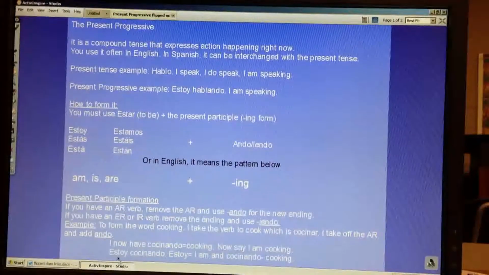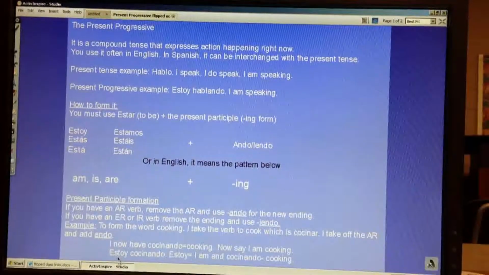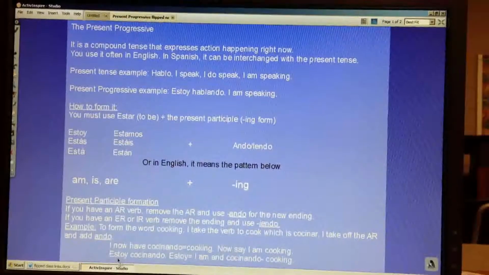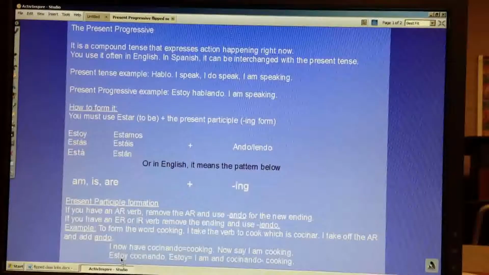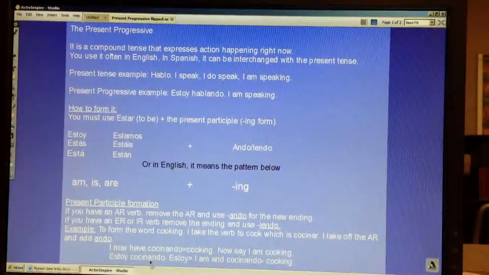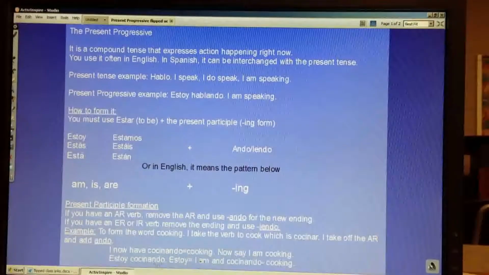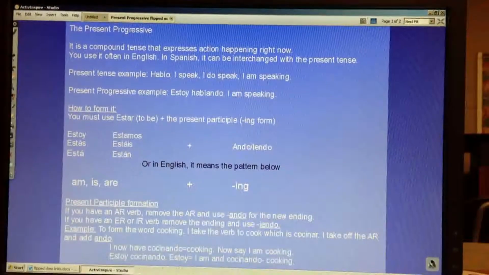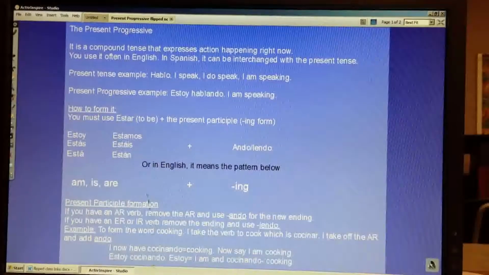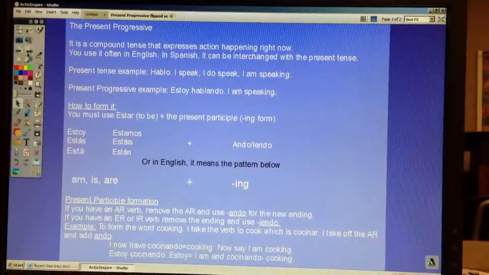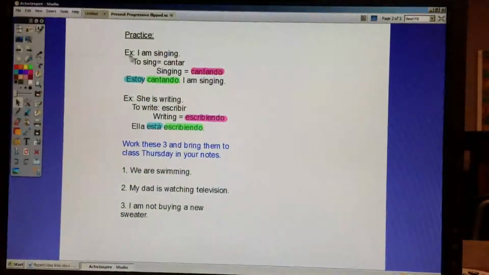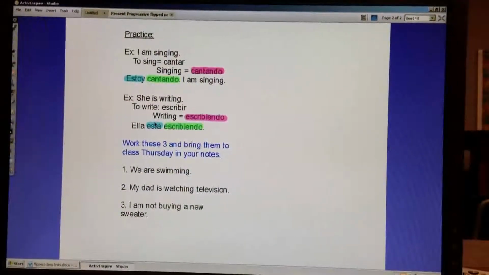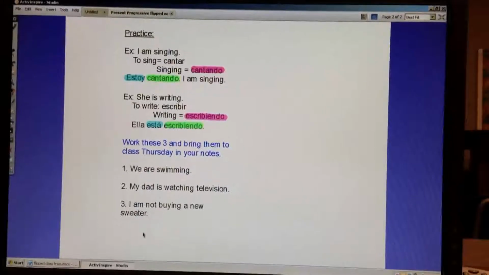So in my example at the bottom here, I want to say I am cooking. The way to say I am is estoy in Spanish, and so the way to say cooking is cocinando. In order to say I am cooking, I put the two together, estoy cocinando. Now, let's have a look at some more examples. Okay? On this slide, I show you 2 more before you go on to practice a few for yourself.